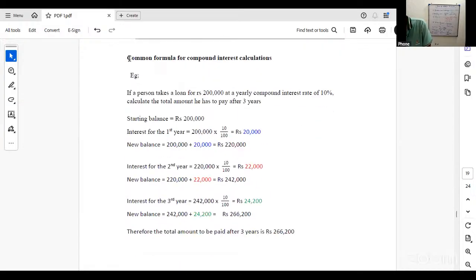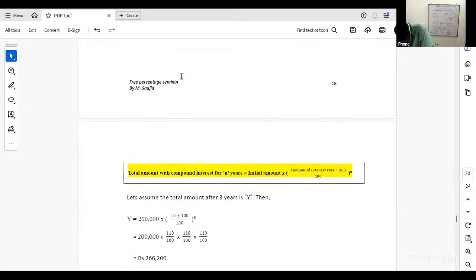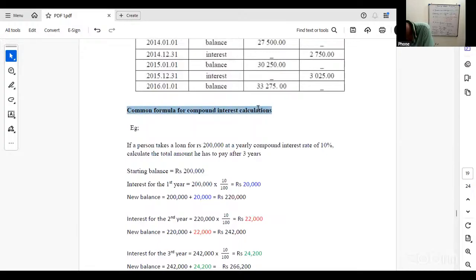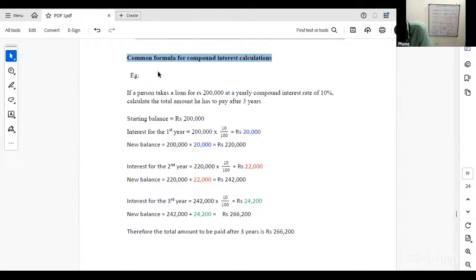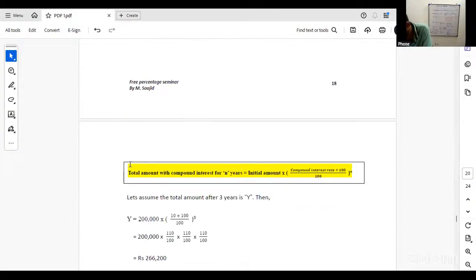Let's do the next part. Here you have a common formula for compound interest calculations. Sorry, the formula should be here. I mean, this is the formula here. I have mistakenly put it down. No problem. So the common formula for compound interest calculations is on page number 19. You can see that. I've highlighted that part.